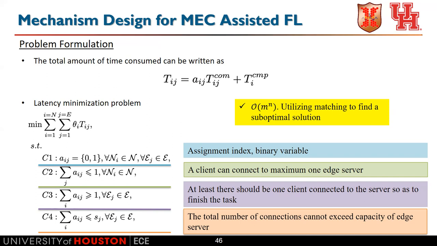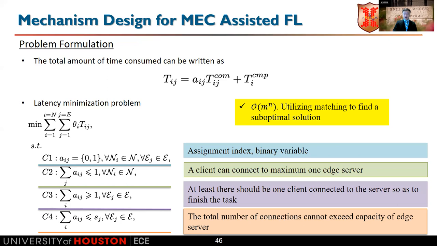The first constraint is the assignment index, which means whether the mobile device i is assigned to the edge server j or not. The second constraint is that a client can connect to a maximum of one edge server. The third constraint is that there should be at least one client connected to the edge server so as to finish the tasks. And the last one is that the total number of connections cannot exceed the capacity of the edge servers. Overall, the complexity of this problem is m to the power of n.